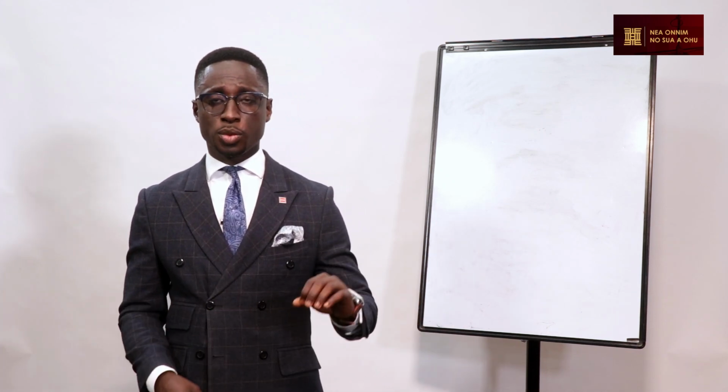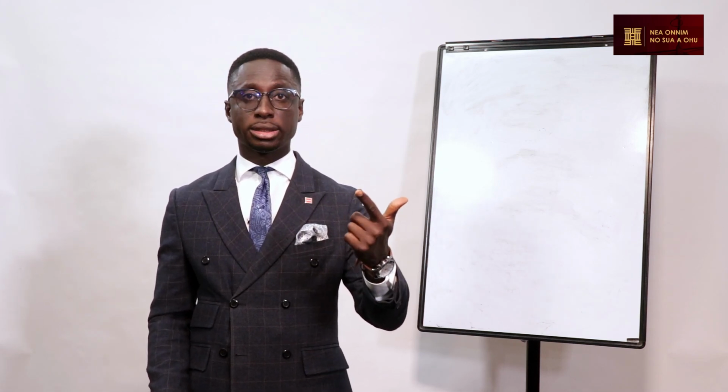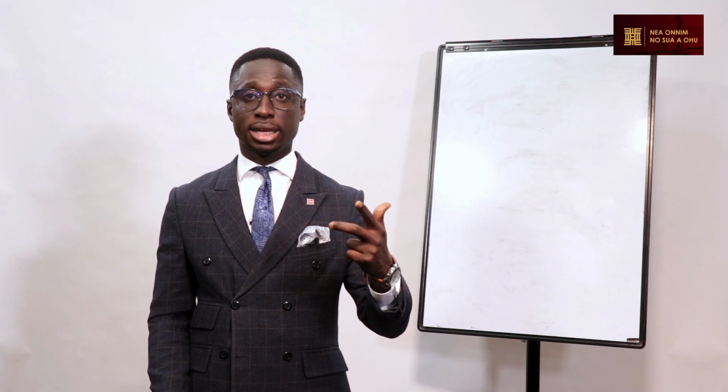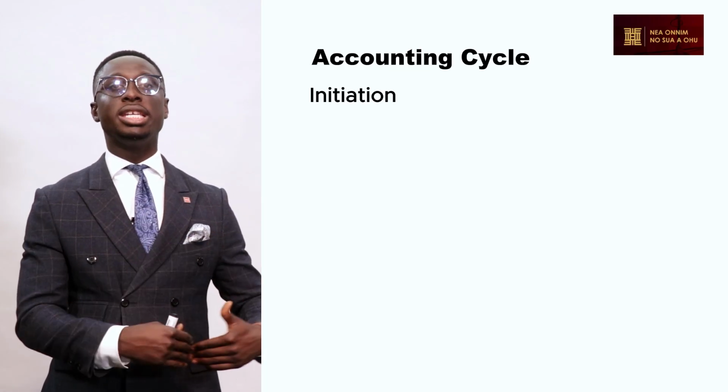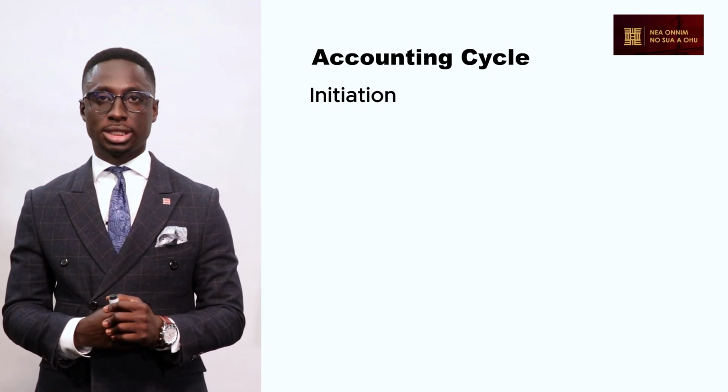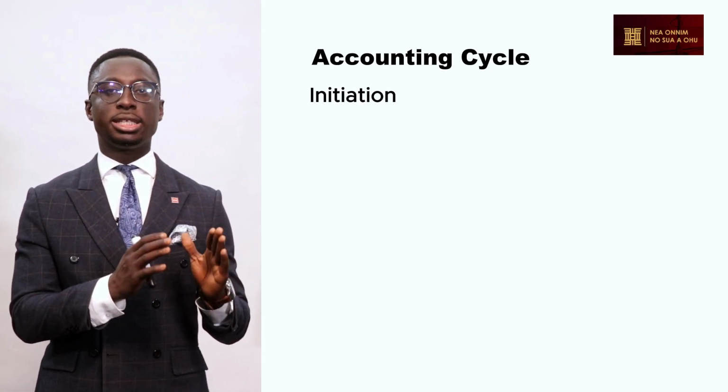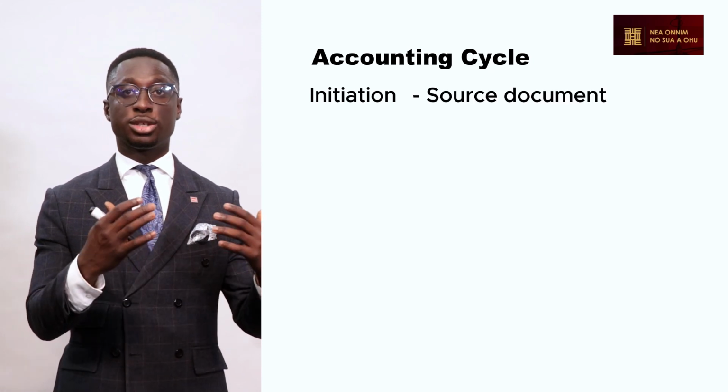Now let's look at something. We spoke about 5 activities: initiation, recording, processing and classifying, summarizing, and reporting of financial transactions. Each of these activities require certain documents or books to enable them to be done. So let's look at initiation. How do we initiate financial transactions? Financial transactions are initiated with what we call the source documents.